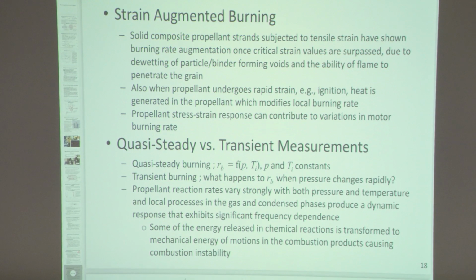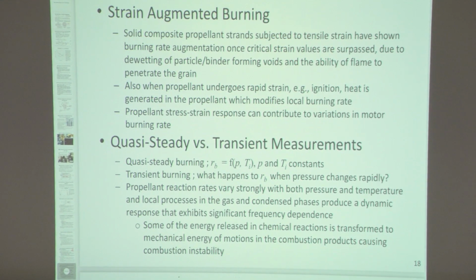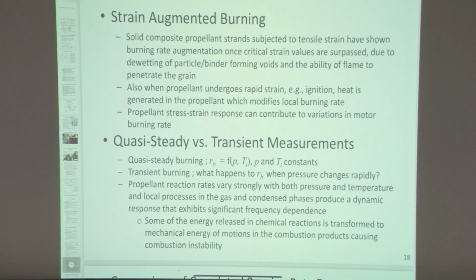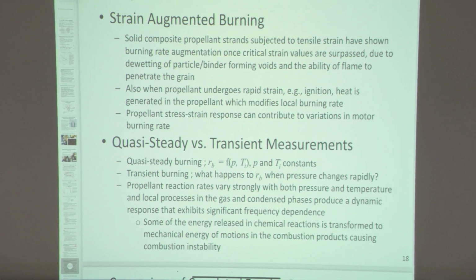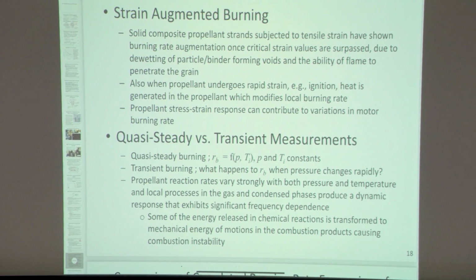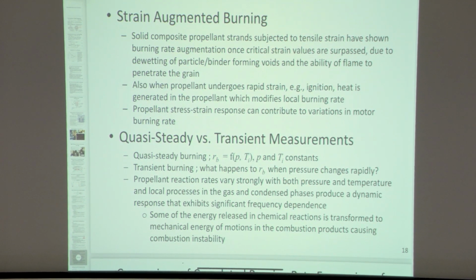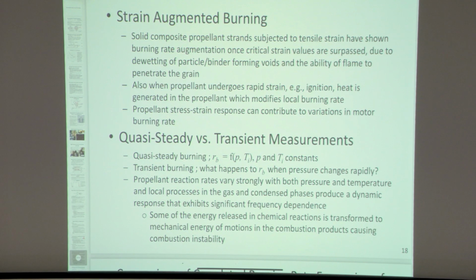Something that's not considered too much is what's referred to as strain augmented burning. Solid composite propellant strands subject to tensile strain have shown burning rate augmentation once critical strain values are surpassed, and this is thought to be due to the de-wetting of the particle binder forming voids and the ability for the flame then to propagate into the grain further, and so the surface area is effectively changing. Also, when the propellant undergoes a rapid strain, for example through ignition, or heat is generated in the propellant which modifies the local burning rate, the propellant stress strain response can contribute to variations in the motor burning rate.